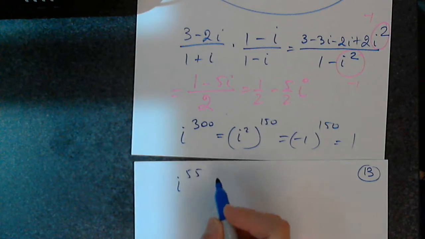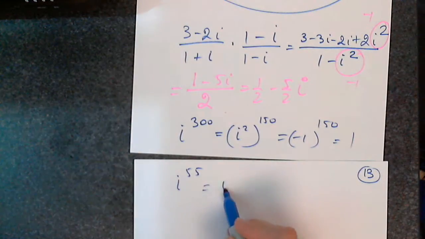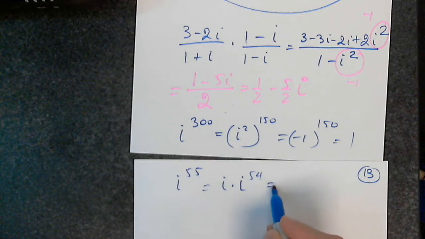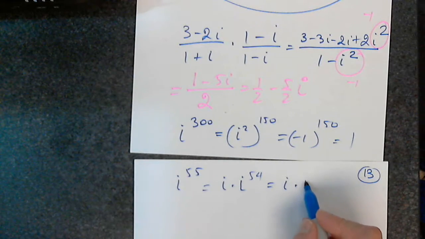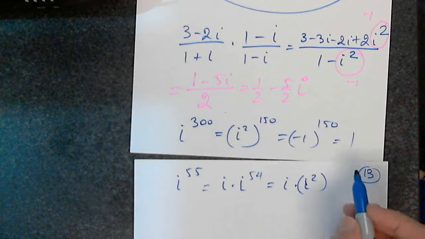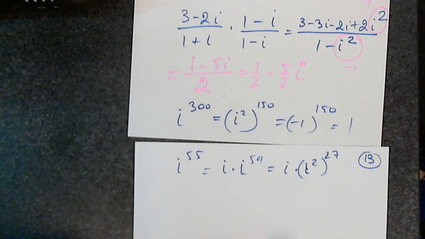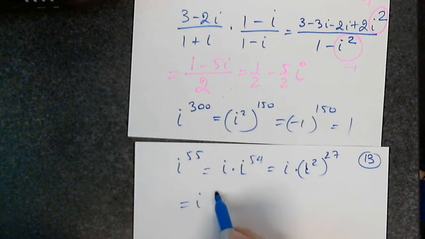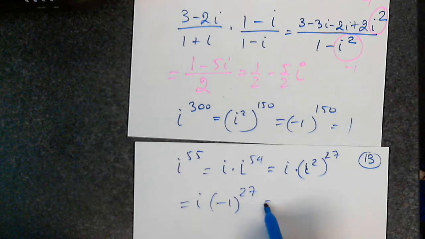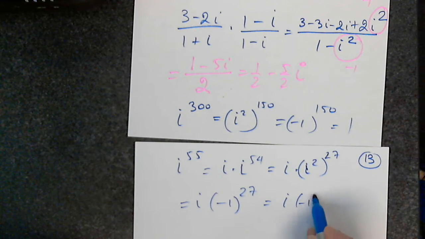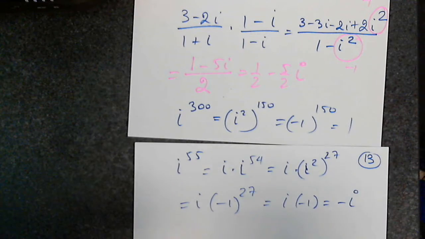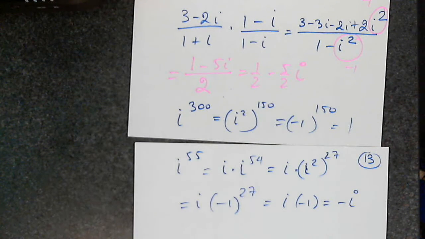So you said i to 55? Okay, so this is i times i to 54, and I apply the same procedure. i squared to the power of 27. So this is i times -1 to 27, which is i times -1, which is -i. Same procedure, I just took an i out of i to 55. Everything else is the same.